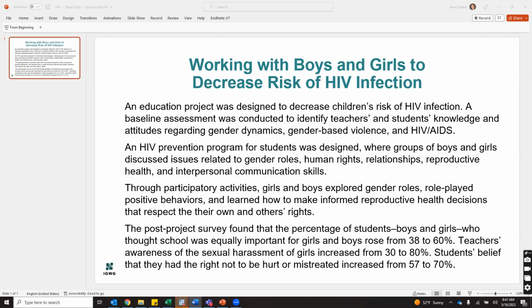Any other thoughts? It's not explicit here, but it seems like they engaged girls and boys together in the same space. Yeah, I think they did. And it seemed to be gender transformative, where they were really trying to move the needle on some gender norms, maybe harmful gender roles.